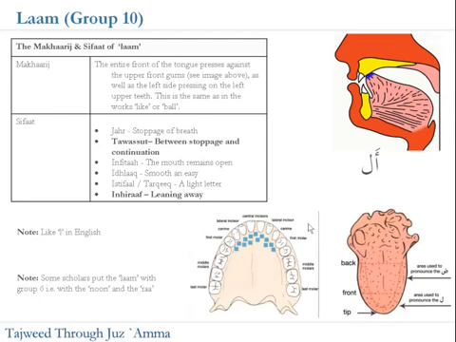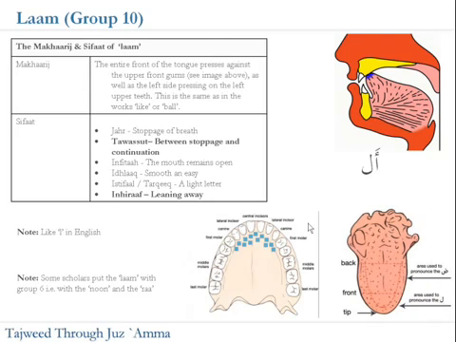Then we're moving into group 10. Now this group, we've put the lam here. Some people will put the lam in the same group as the ra and the noon. We've done it in group 10 because group 10 here is going to be about pressing the tongue against the upper top teeth rather than necessarily using the tip of the tongue itself.